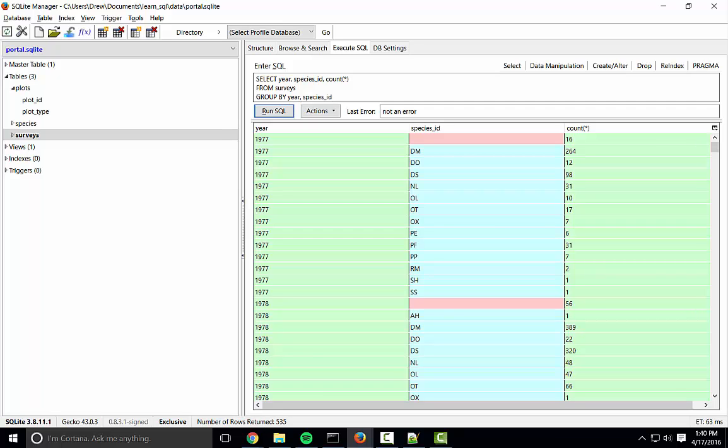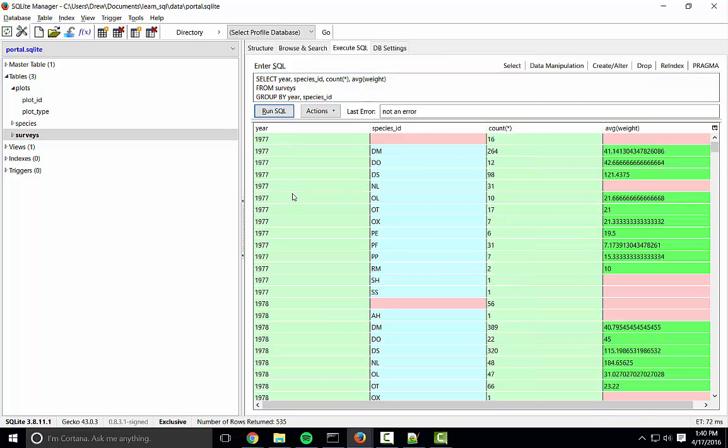The second part of the challenge is to get the average weight of each species in each year, and can you modify the above queries, combining them into one? Well, pretty much, so what I really need to do here is just add average weight, I think. Yeah, there we go.